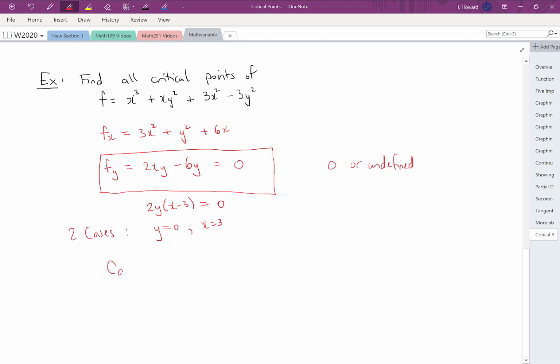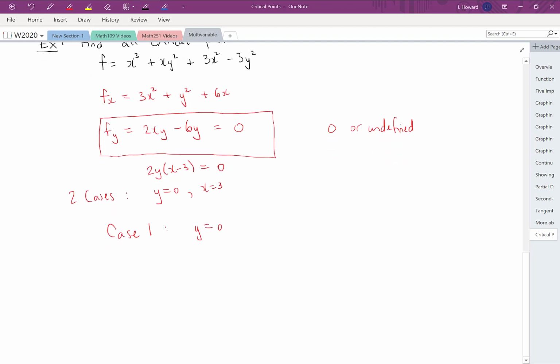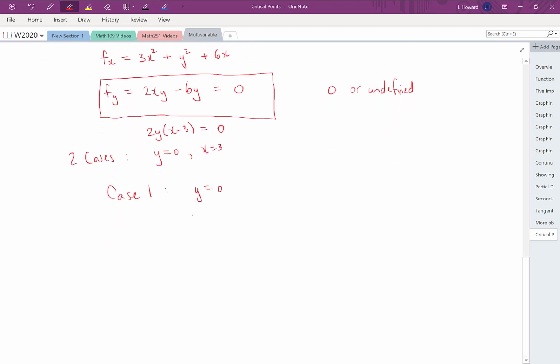Okay, so let's label these. Case 1 will be y equals 0. So let's see what y equals 0 forces for f sub x. So f sub x, the more complicated one, would become 3x squared plus 6x. We can now factor the 3x out. That would look like 3x times x plus 2. And again, we want to figure out where this is 0 or undefined. Well, again, since it's a multivariable polynomial, never going to be undefined. So we'll just set that equal to 0, and that's going to lead us to a couple different x values. So x equals 0 and x equals negative 2.